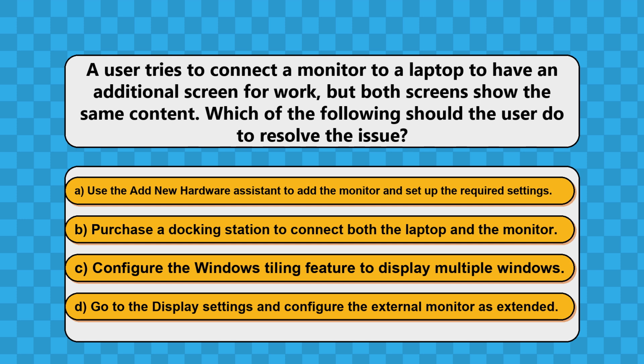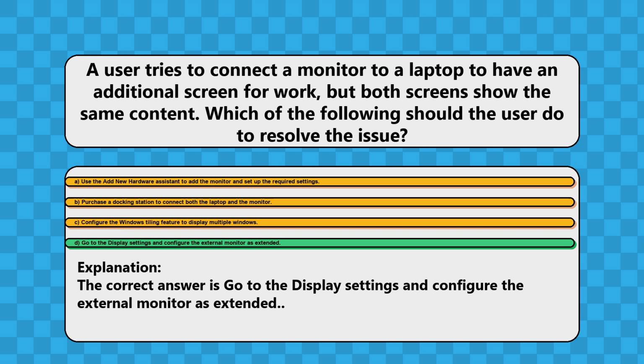Option A, use the Add New Hardware assistant to add the monitor and set up the required settings. Option B, purchase a docking station to connect both the laptop and the monitor. Option C, configure the Windows tiling feature to display multiple windows. Option D, go to the display settings and configure the external monitor as extended. The correct answer is option D, go to the display settings and configure the external monitor as extended.